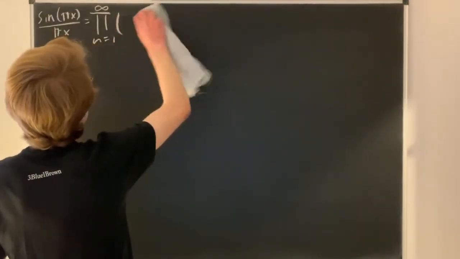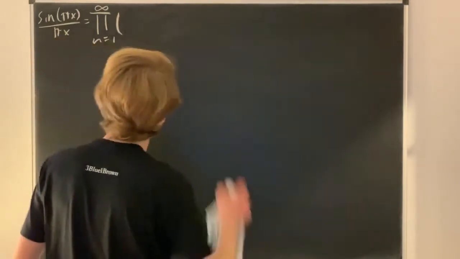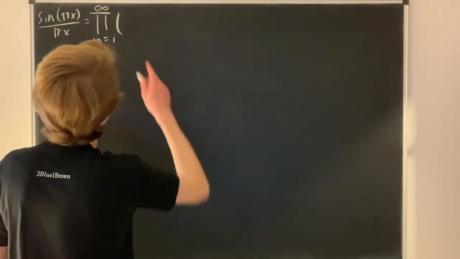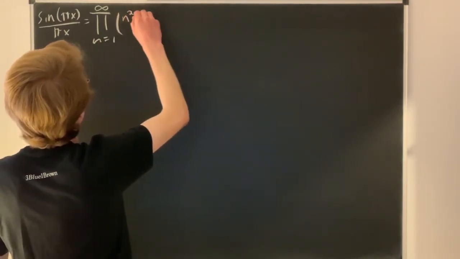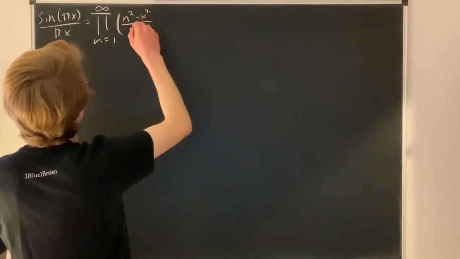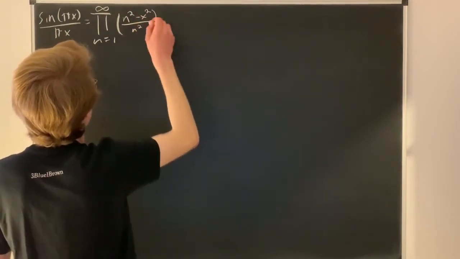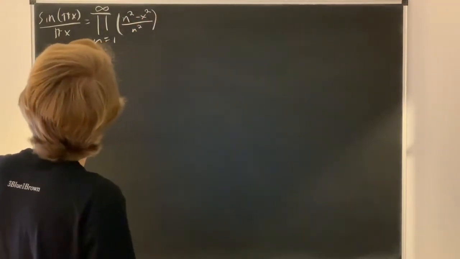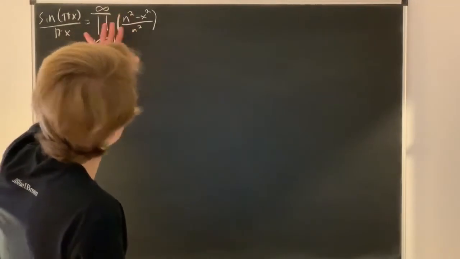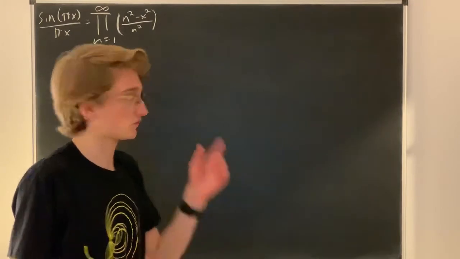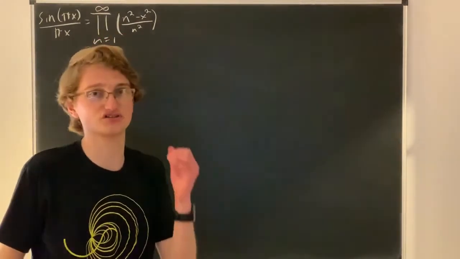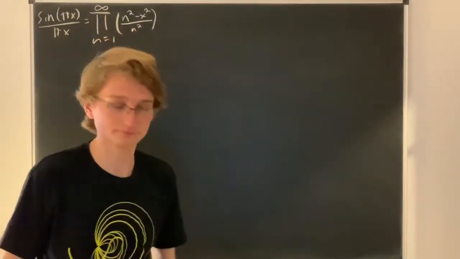And we can rewrite this, though, in a way that's going to be a little bit more helpful, and you'll see why. Instead of saying 1 minus x squared over n squared, we can get a common denominator and say n squared minus x squared over n squared. Again, we discovered this heuristically in the last video, and this will be proven in the Weierstrass factorization theorem. But the first step is we've gotten this.